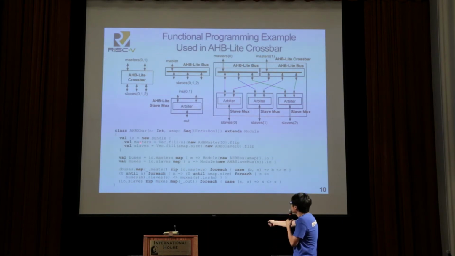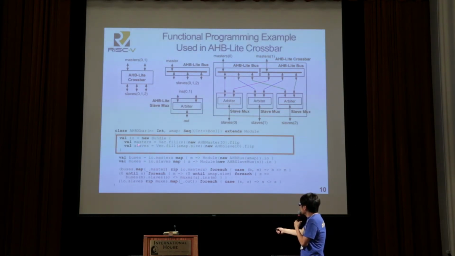Don't panic. So this is actually defining a module called AHB crossbar. And there are 2 arguments to it. The first one is the number of masters. And the second one is an address map, which is also a lambda function, which takes an address and evaluates whether that address is supposed to be routed to that guy. Great. So this is the I/O definition of this crossbar.